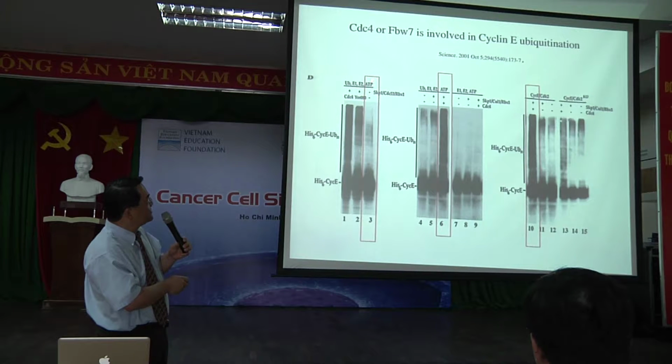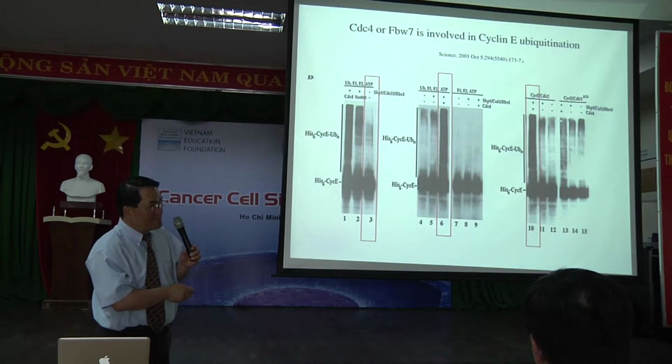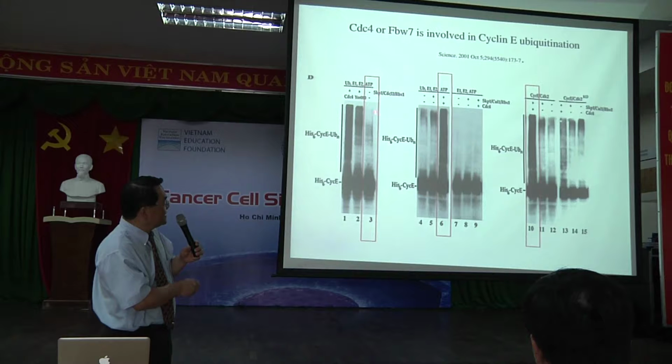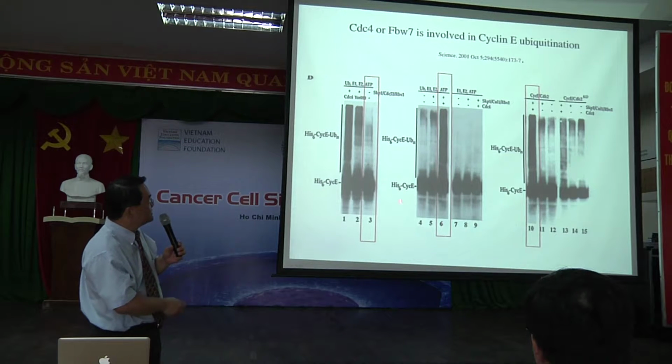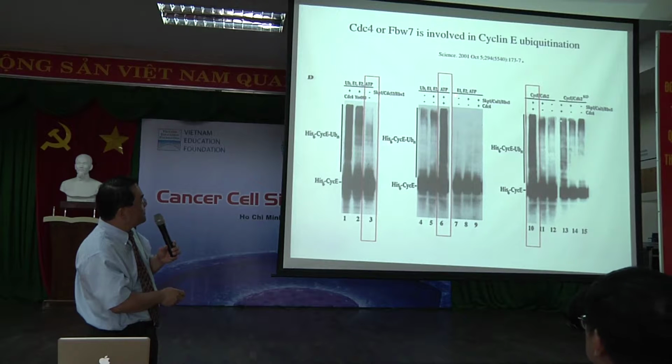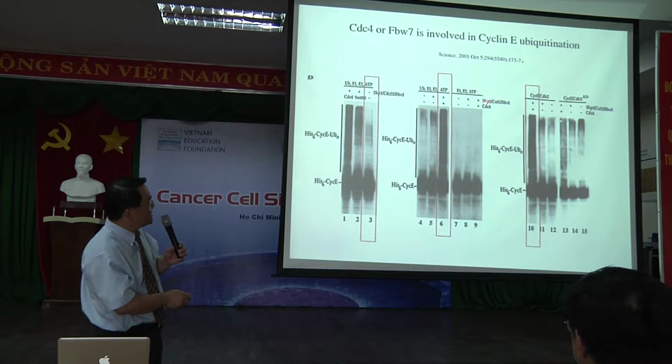Of course, you only have ATP plus these. You have ATP and E1, E2 plus this, but without the F-box protein. Cyclin E ubiquitination was not seen. Okay. This is done again, adding SCF, SC complex plus F-box dramatically increases the cyclin E ubiquitination.